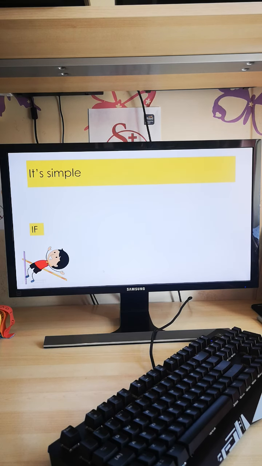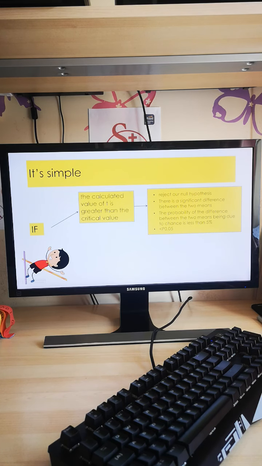Okay, so when you're interpreting this, it's simple. I always think about it as a little high jumper, and the pole is the critical value. So in this case, 2.48 is the critical value. My calculated value, I'm comparing it. Does it go over the critical value or does it fall under it? If my calculated value for t is greater than the critical value, that means I can reject the null hypothesis. There is a significant difference between the two means. And the probability of the difference between the two means being due to chance is less than 5%.